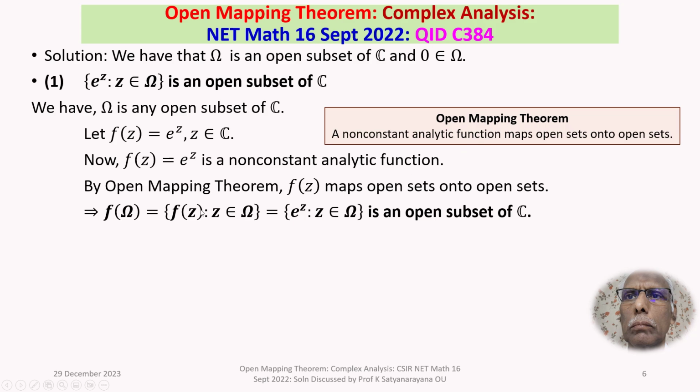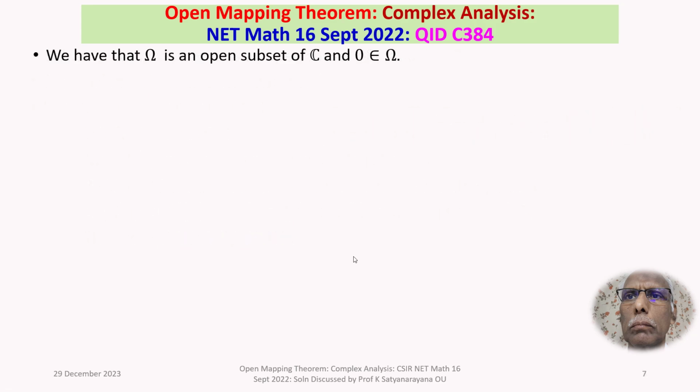By the open mapping theorem, it maps open sets onto open sets. So the open set omega is mapped onto the open set f(omega). So f(omega), that is, the set e^z, z belongs to omega, is an open subset of C. Thus our option 1 is true. We move on to the next option.